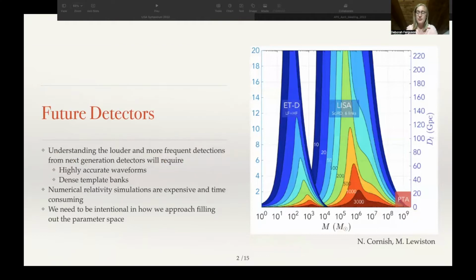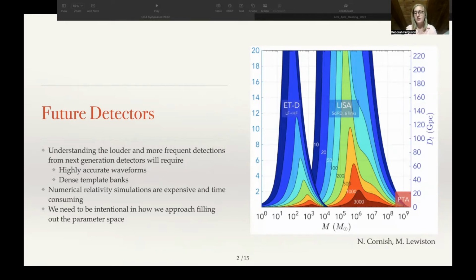As we think about the next generation of gravitational wave detectors, including LISA, Einstein Telescope, and Cosmic Explorer, we need to think about what is going to be necessary in order for numerical relativity to be prepared to analyze the data that they're going to present us with.